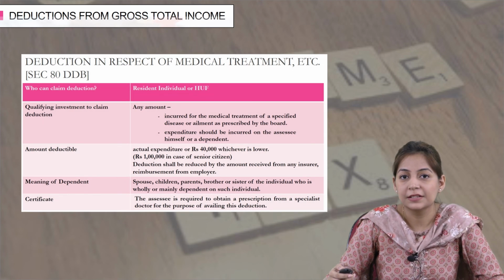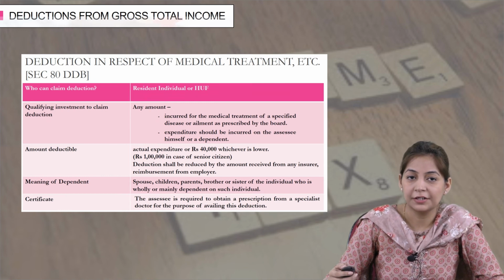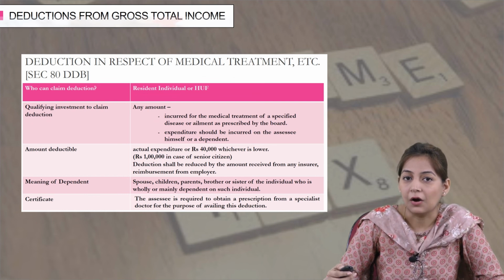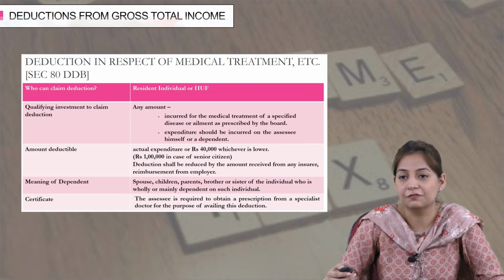Next is deduction in respect of medical treatment, 80DDB. In the previous slide we covered 80DD. Here we are going to discuss 80DDB. What is the difference between 80DD and 80DDB? Here the disease has to be specified by the board. So, DD is dependent disabled, and here the disease is specified by the board. The amount is any amount incurred for the medical treatment of a specified disease or ailment as prescribed by the board, incurred on the assessee himself or on the dependent. Here the amount deductible is the actual expenditure or rupees 40,000, whichever is lower.